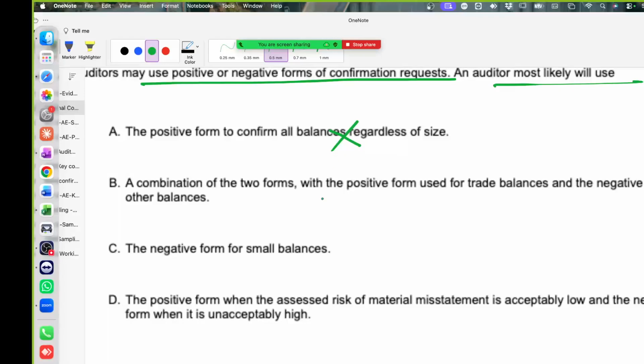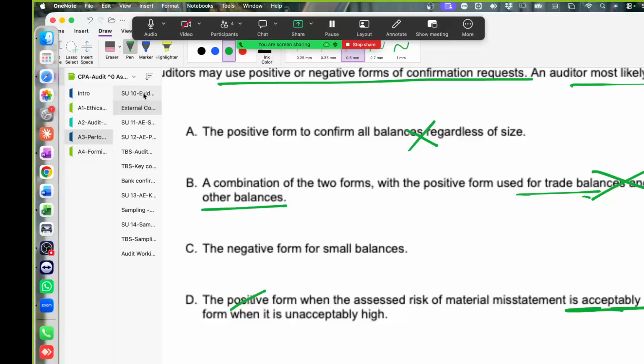Combination: positive for trade balances, negative form for other balances, this also doesn't look good. What is the trade balance, other balance? Positive form when the assessed risk is acceptably low? No. Subrata, I think you're going wrong, no? This is negative. Negative when the RMM is low.